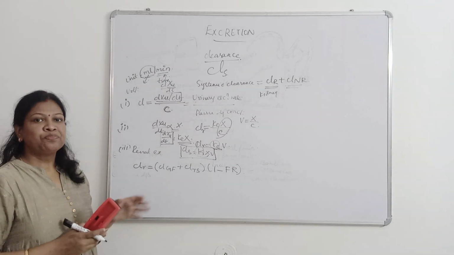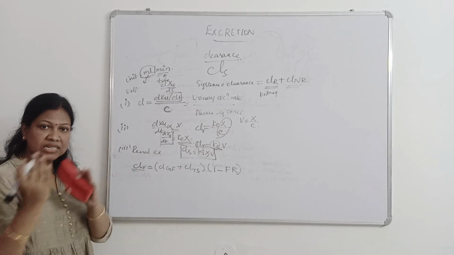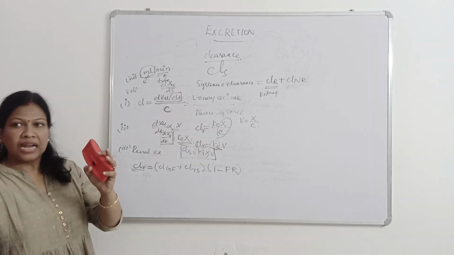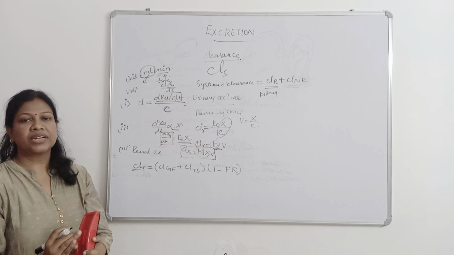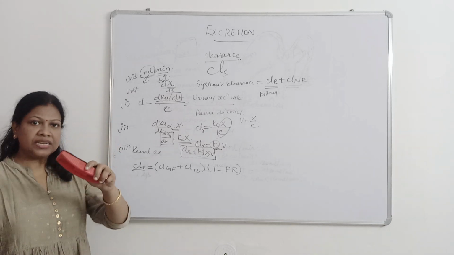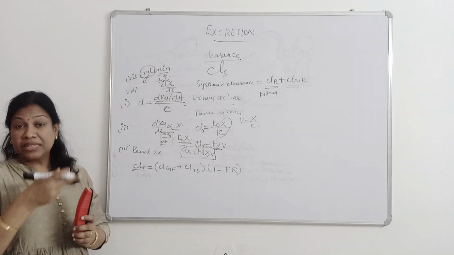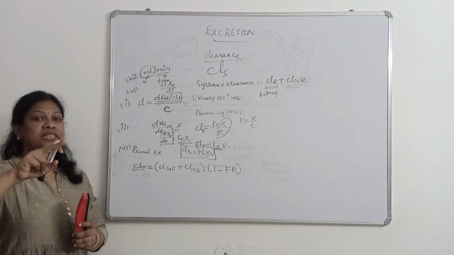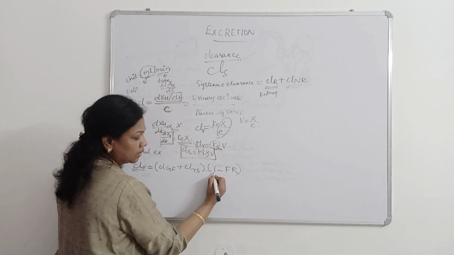So what does it mean? The drug which has been filtered and which has been secreted will reach the tubule and then the collecting duct and will be excreted through the urine. So what has been filtered and secreted will ultimately be excreted out from the body. But the one which has been reabsorbed will not be excreted in the urine. So it is being subtracted, that is the 1 minus.